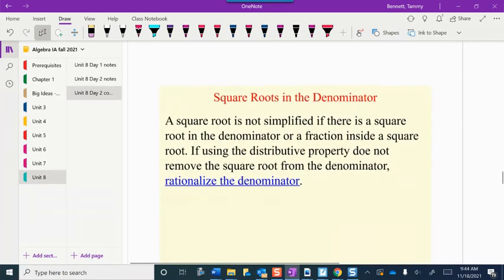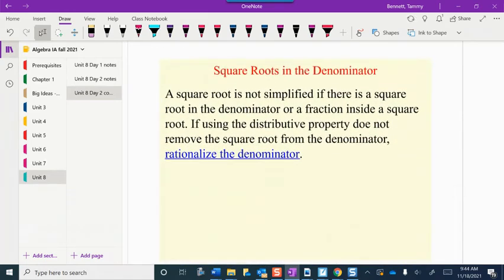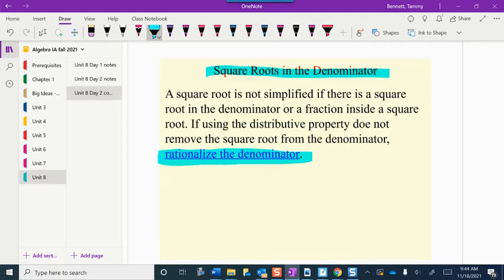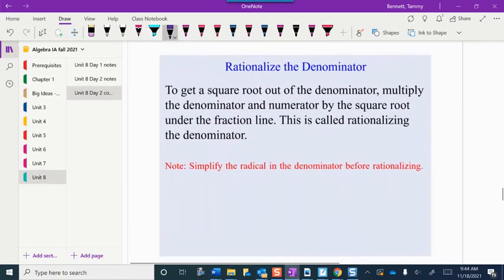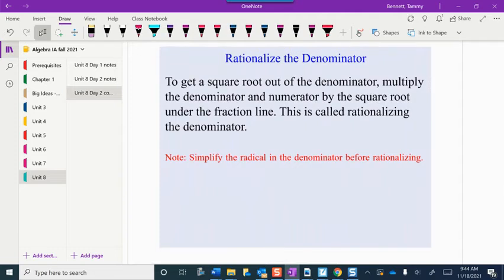All right. A square root is not simplified if there's a square root in the denominator. So you cannot leave a square root in the denominator. We will be rationalizing the denominator. All right, to get a square root out of the denominator, multiply the denominator and numerator by the square root under the fraction line. This is called rationalizing the denominator.